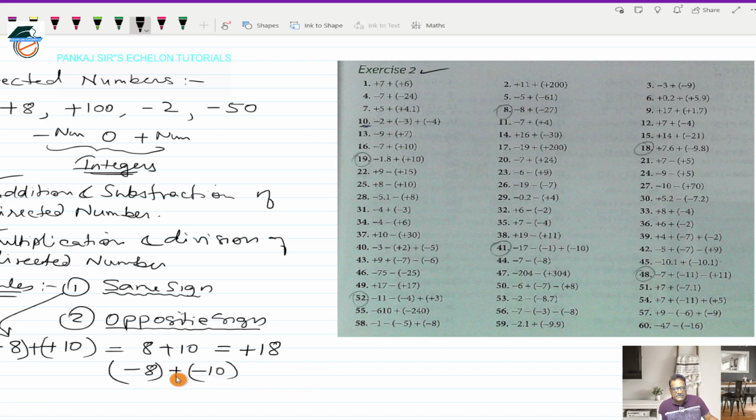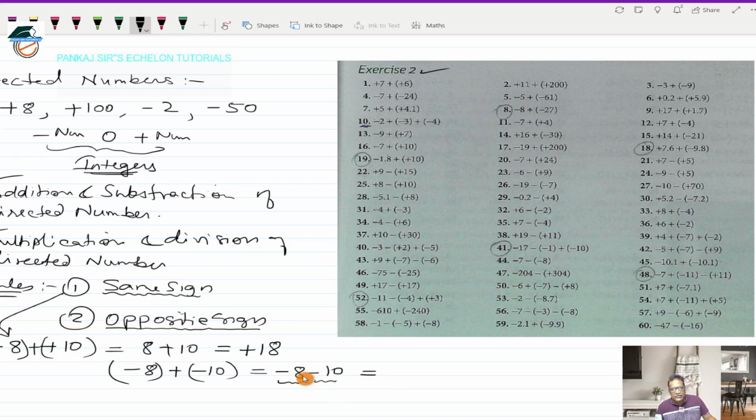So I'll put a plus in between them. Now this can be written as minus 8 minus 10, right? So if you put an addition sign in between two negative numbers, directed numbers, it will work out to minus 8 plus minus 10 this way. Now you can see that these are two directed numbers with the same sign, minus.